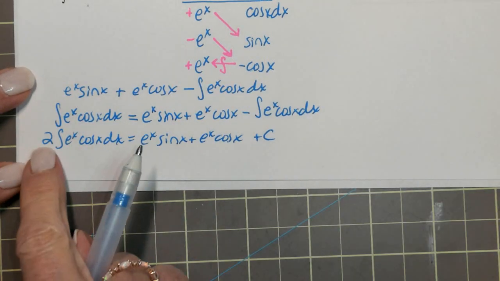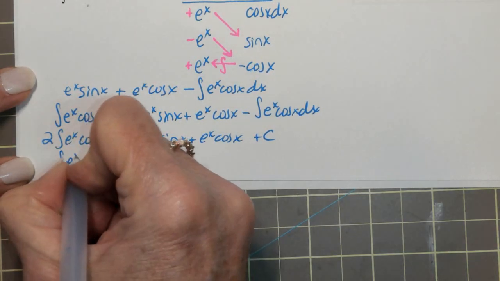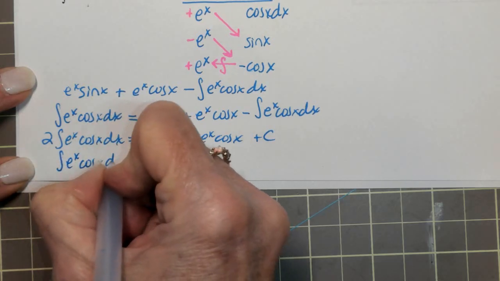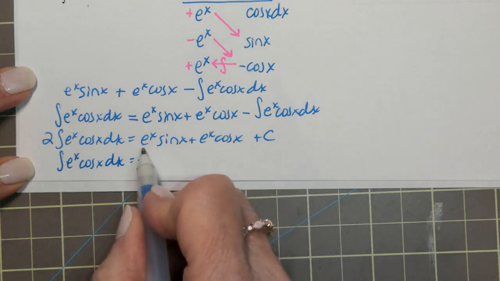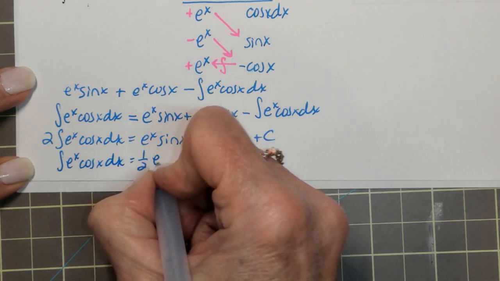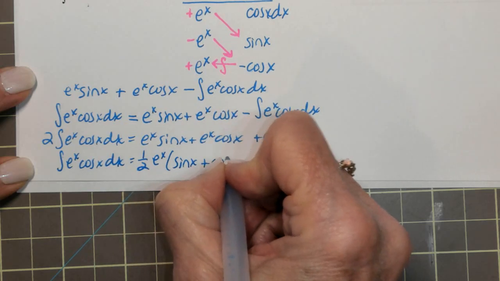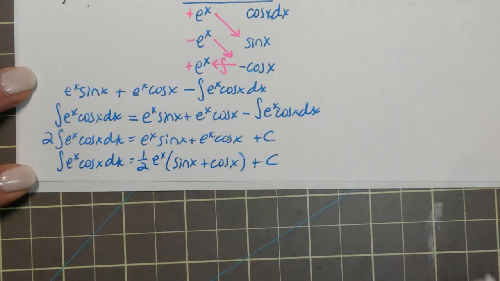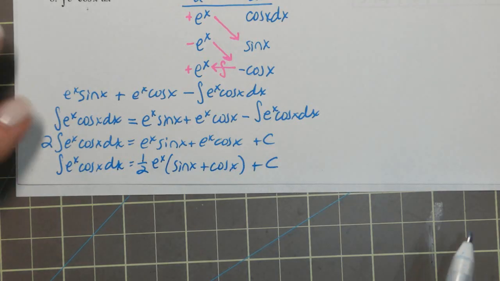And now, divide by 2. Divide both sides by 2. I'm going to write that as a 1/2. Since both of these have an e to the x, I might even factor out that e to the x and make it look like this. That's probably how a multiple choice answer would look.